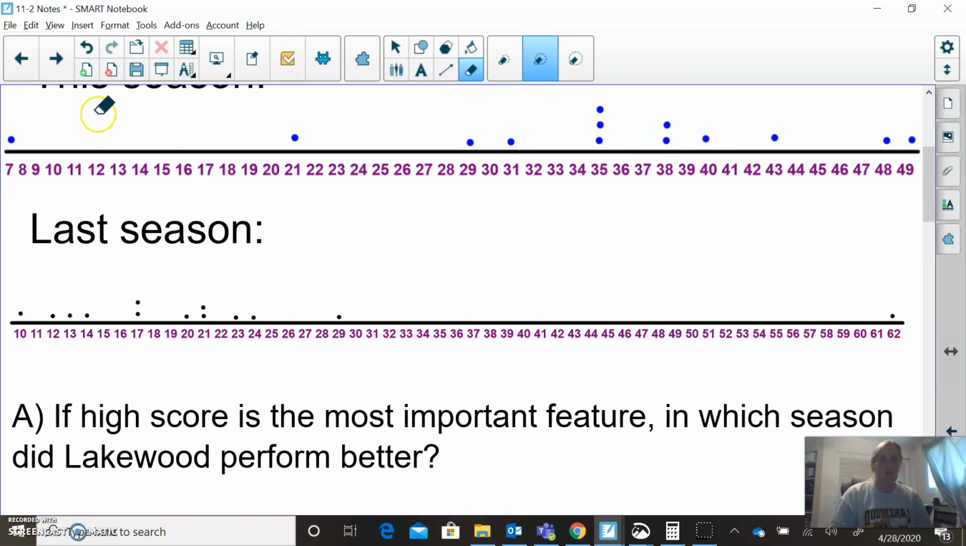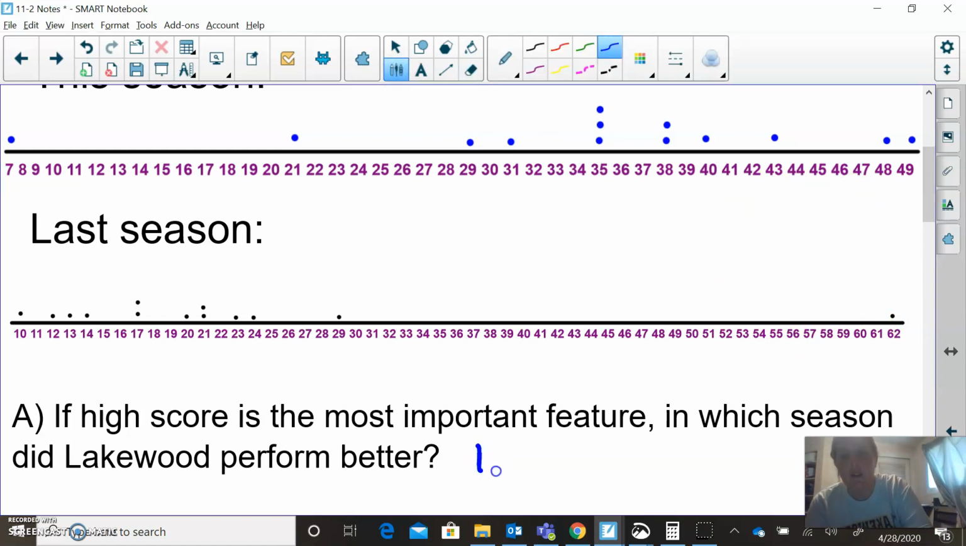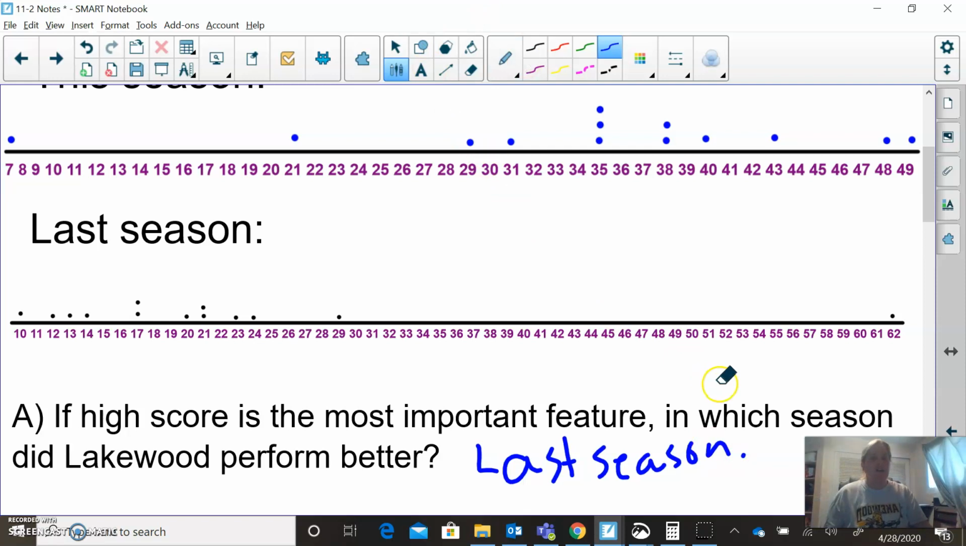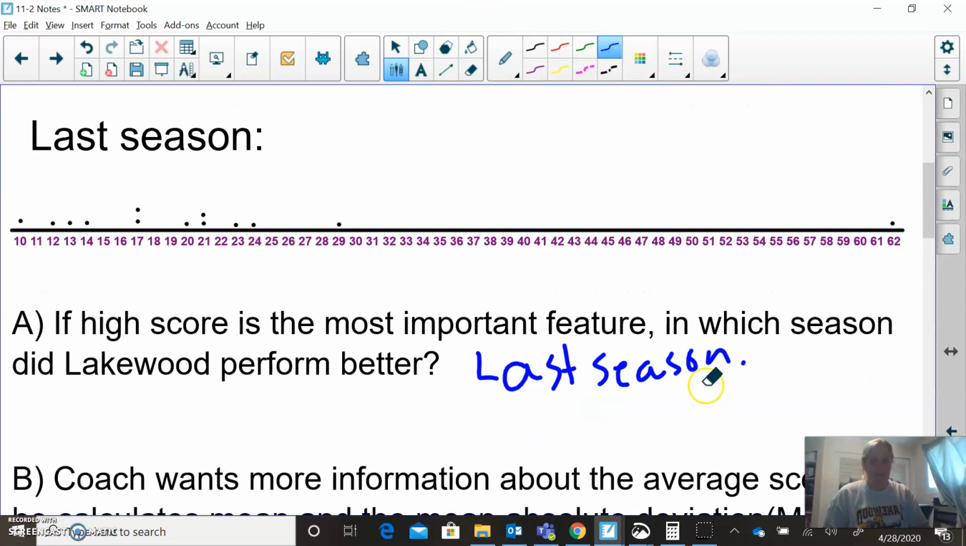Well, the highest score that we got this season was 49. But the highest score we got last season was 62. So if we're looking at just highest score, last season would be where we performed better. If we're just basing it off a highest score, last season.